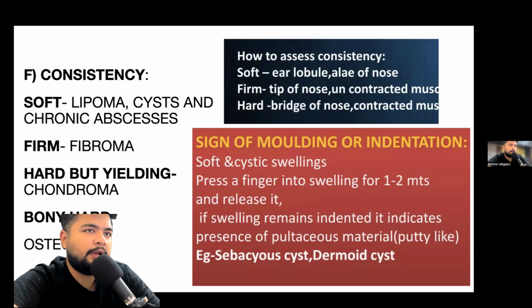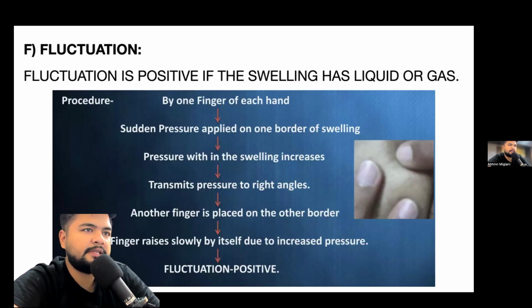Sign of molding or indentation, seen in soft and cystic swellings. Press a finger into the swelling for 1 to 2 minutes and release it. If the swelling remains indented, it indicates the presence of pultaceous, putty-like material. For example, a sebaceous cyst or dermoid cyst.